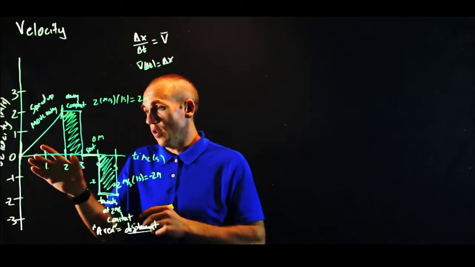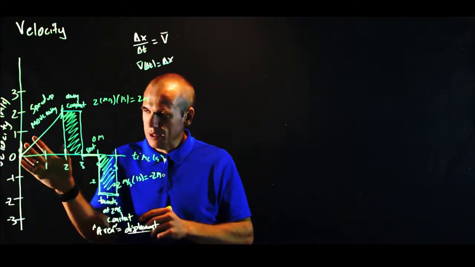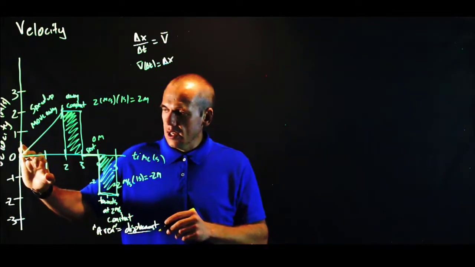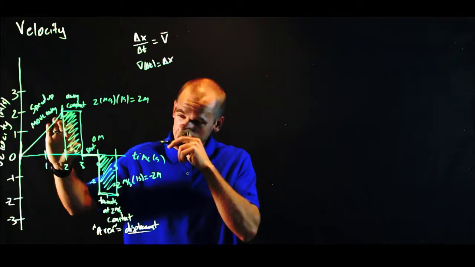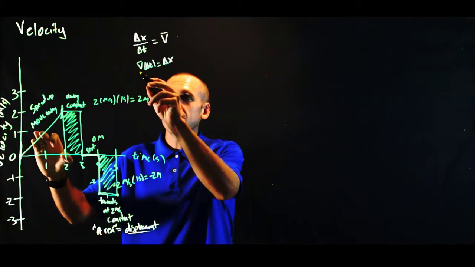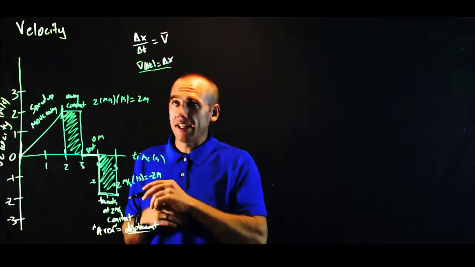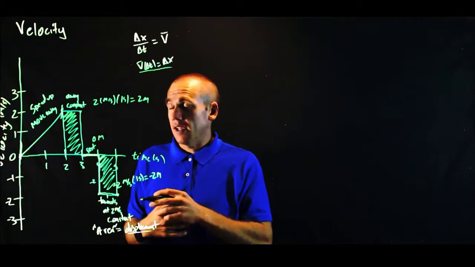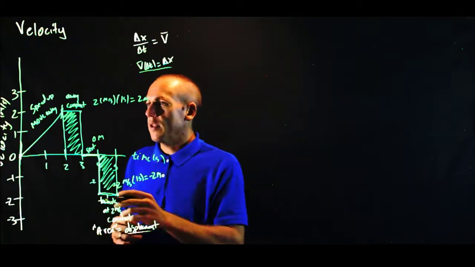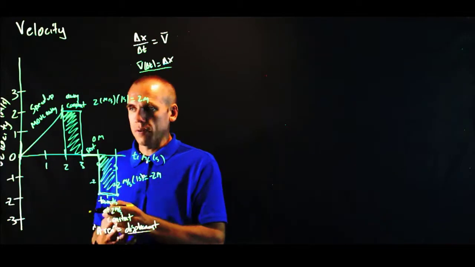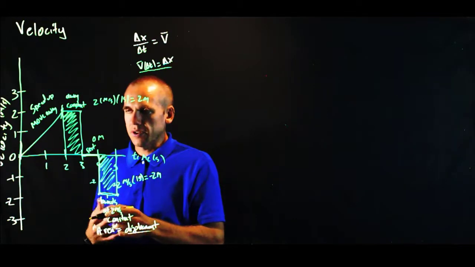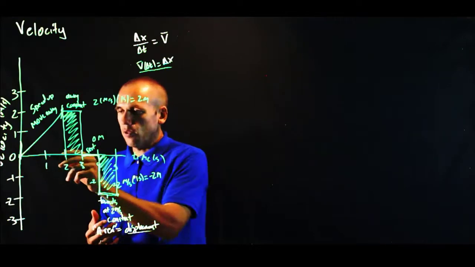And so the only thing I have left is this interval at the beginning, which shows an object starting at rest and speeding up to 2 meters per second in 2 seconds. Now this equation says average velocity times time is displacement. Well, the average of 0 meters per second and 2 meters per second is 1 meter per second. 0 plus 2 divided by 2 is 1, and for 2 seconds.